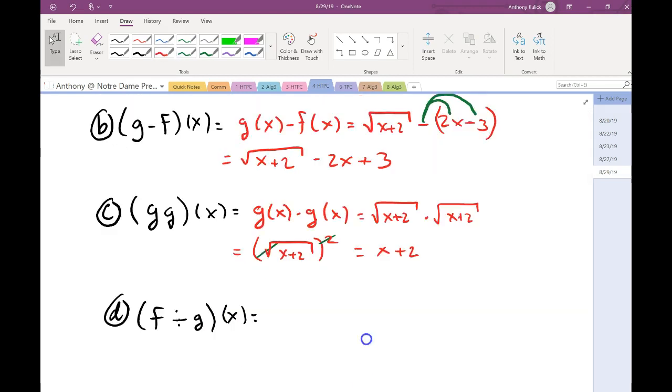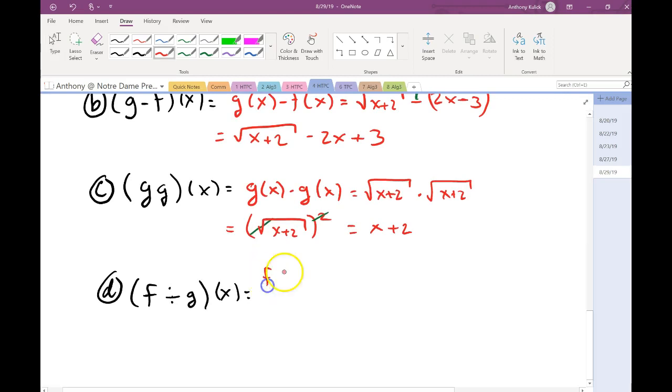So the last one, let's look at a quotient. So let's do f divided by g of x. So again, I'll just rewrite this as the quotient of the individual functions. So I'll do f of x divided by g of x. And I'll substitute in the variable expressions for each of those, f of x and g of x. So I'm left with 2x minus 3 over square root of x plus 2.